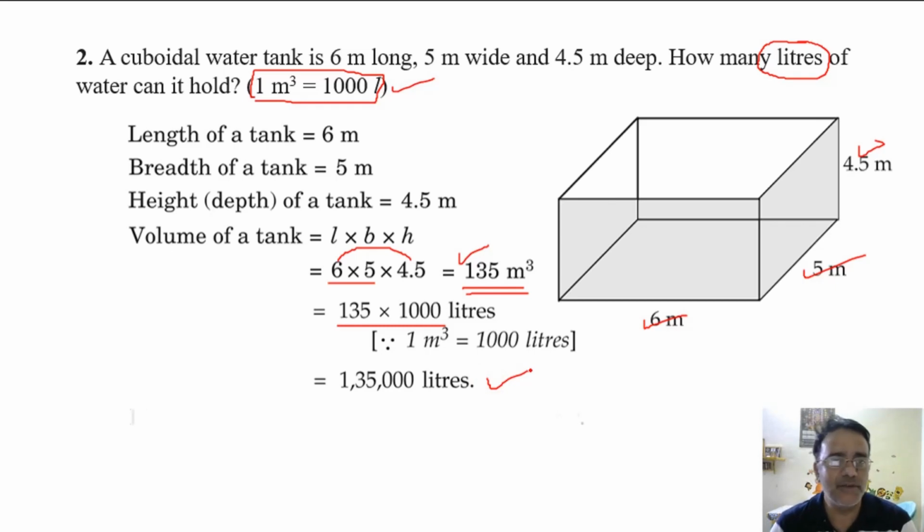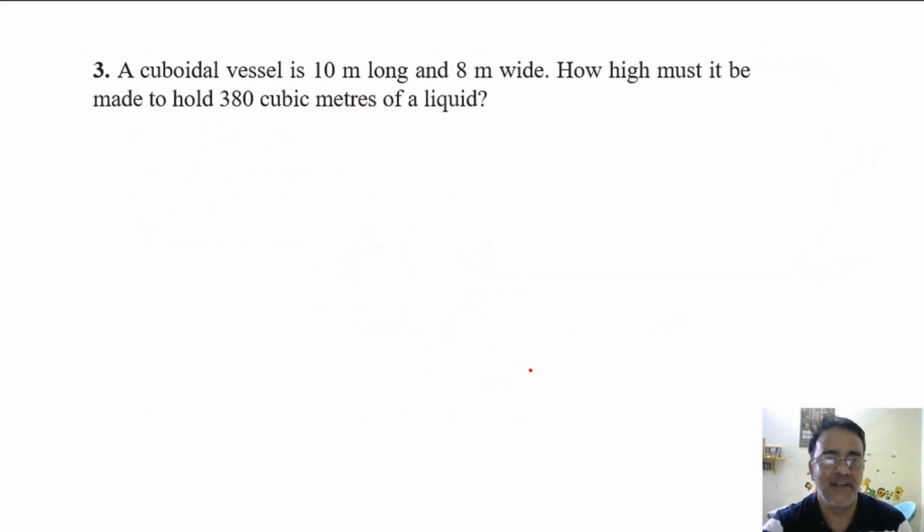So now we are moving towards question number 3. A cuboidal vessel is 10 meter long and 8 meter wide. How high must it be made to hold 380 cubic meters of liquid? I repeat, length is given, breadth is given. We need to find the height such that the volume is 380 meter cube. Question is clear? Yes, sir.